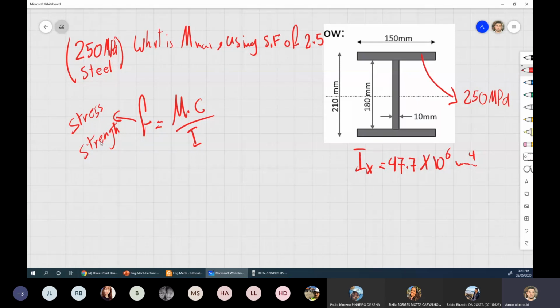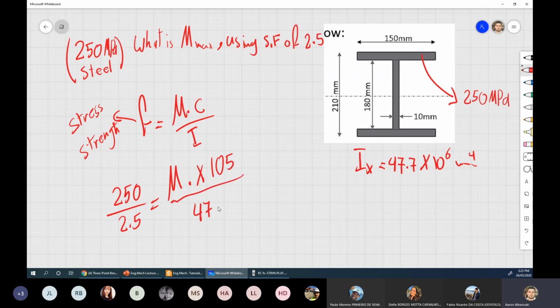So all I'm saying here, the stress in the material is 250 MPa, but to be able to keep that on the safe side, I have to divide this by 2.5. So I'll put here 250 by 2.5 equals M, which I need to find, times C, which is 105, divided by 47.7 times 10 to the power of 6. If I calculate from here, M equals this multiplied by 250 divided by 2.5 multiplied by 105.